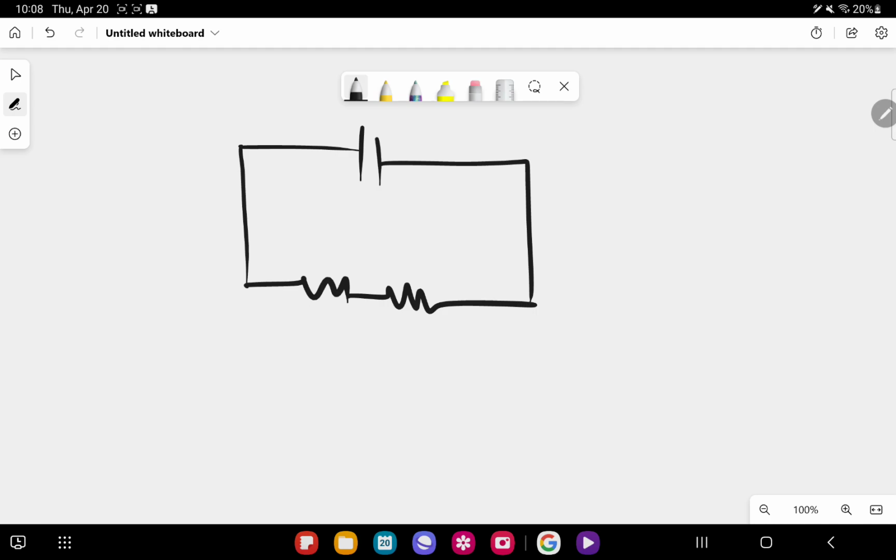For instance, consider this circuit. Now the total voltage drop across the circuit is V. Electric current flowing through the circuit is I, and this is resistor R2 and this is resistor R1, and the voltage drop across the resistor R1 is V1 and the voltage drop across resistor R2 is V2.